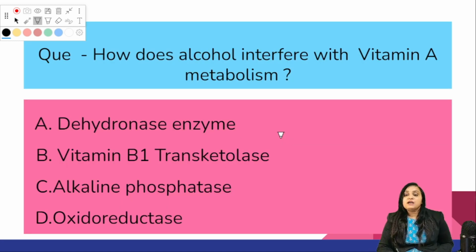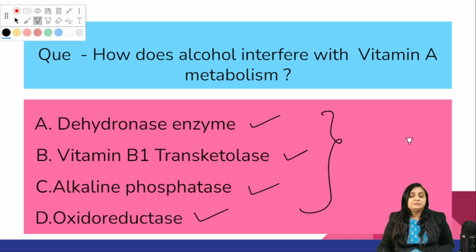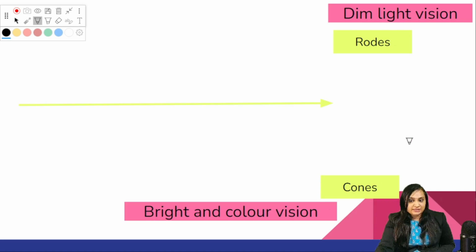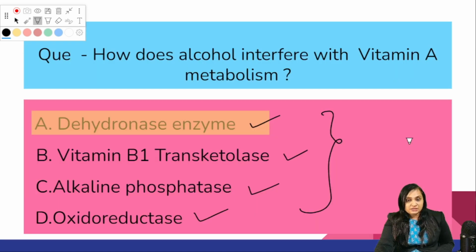So how does alcohol interfere with vitamin A metabolism? Your options are dehydrogenase enzyme, vitamin B1 transketolase, alkaline phosphatase, and oxidoreductase. Among all these, which enzyme is getting affected by alcohol? So the correct option is option A, dehydrogenase enzyme, and for this we are going to understand the Wald's visual cycle.